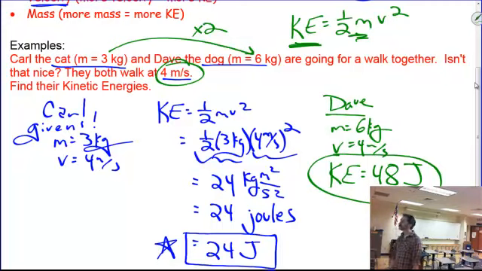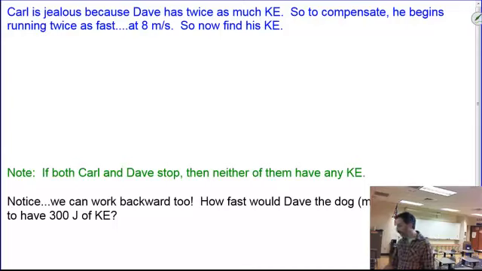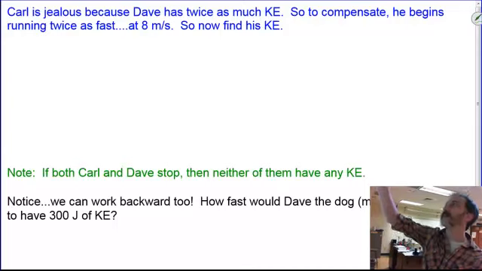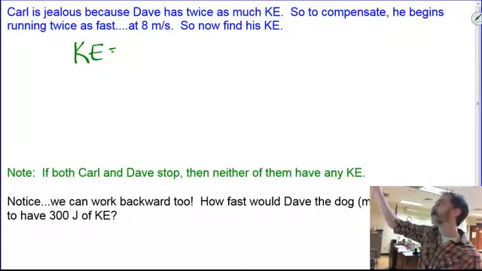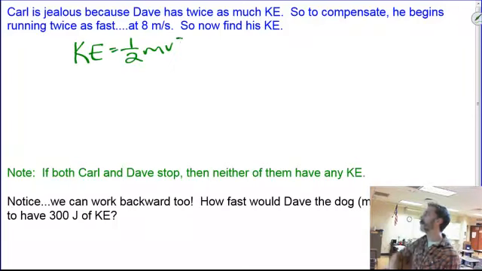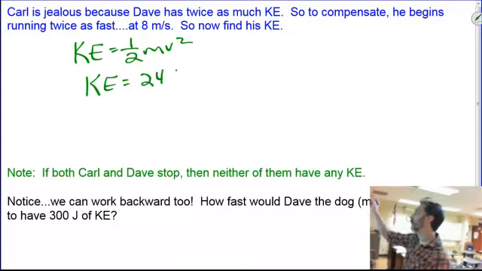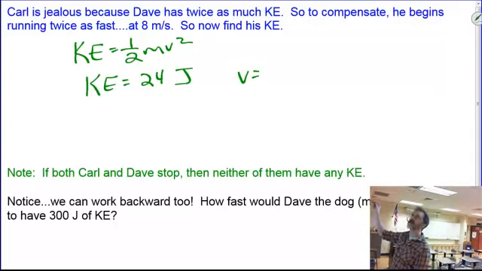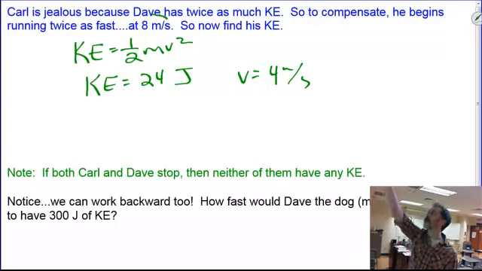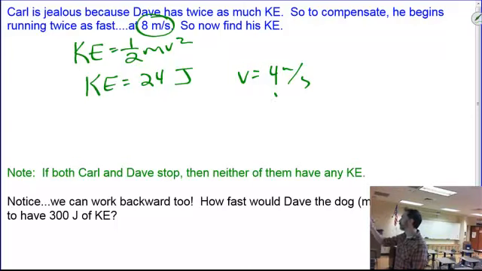All right? So now Carl gets jealous, right? Carl's like, what's going on, Dave? You just betrayed me. We were on a walk. Now you've got twice as much kinetic energy as me. So Carl is thinking, all right, well, check it out. I know that kinetic energy is 1/2 mv squared, right? And right now, my kinetic energy is 24 joules when I'm traveling at a velocity of, what was he going at, 4 meters a second, right? So he says, well, maybe if I double my velocity, that'll double my kinetic energy.